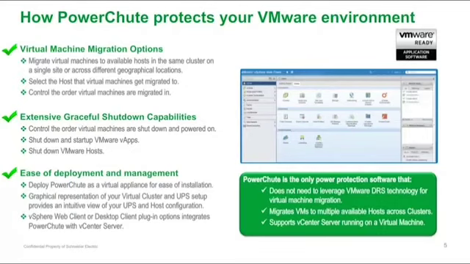PowerChute Network Shutdown is the only power protection software that migrates virtual machines without leveraging VMware's Distributed Resource Scheduler technology, or DRS technology. PowerChute is capable of migrating VMs to multiple available hosts across clusters and can also protect the vCenter server when it's running on a virtual machine. All of these capabilities make APC PowerChute Network Shutdown the industry leader when it comes to protecting your VMware environment.